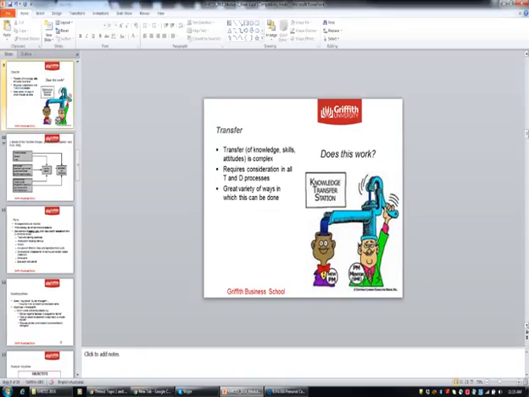So in that case we were talking about just a little bit earlier, the transfer was more likely to happen because that training was really on the job. They didn't go off somewhere and learn a whole lot of theory. It was happening in situ.